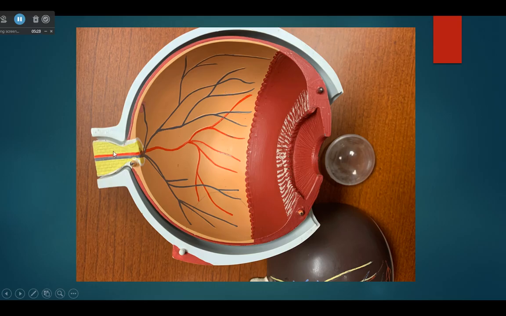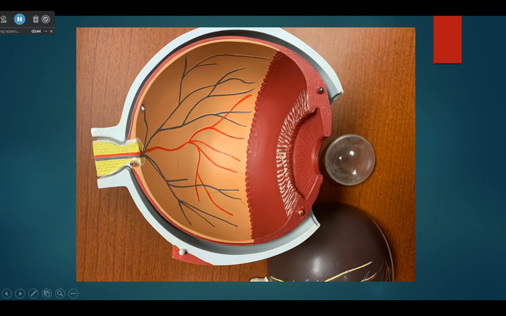We have the optic nerve and the optic disc, or blind spot. We have that macula lutea. In Latin, macula means spot, lutea means yellow. In real life, it's kind of a yellowish color. This area has no rods, so it's only cones.